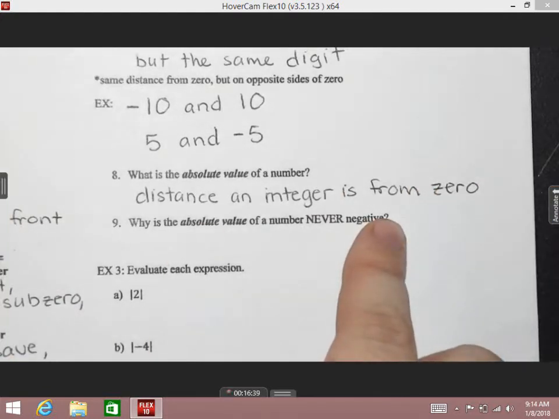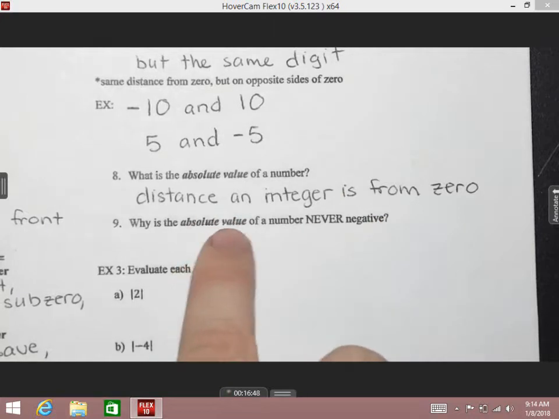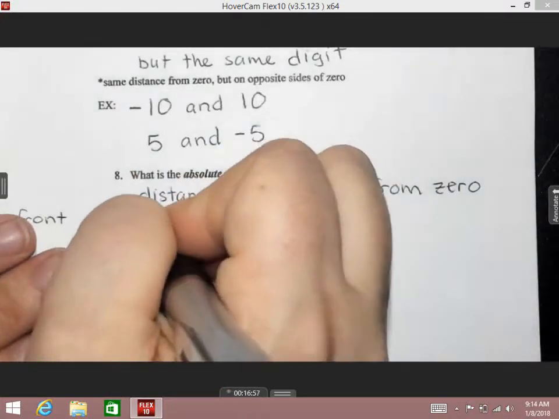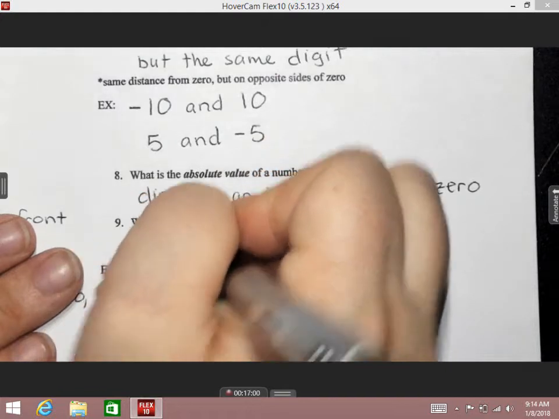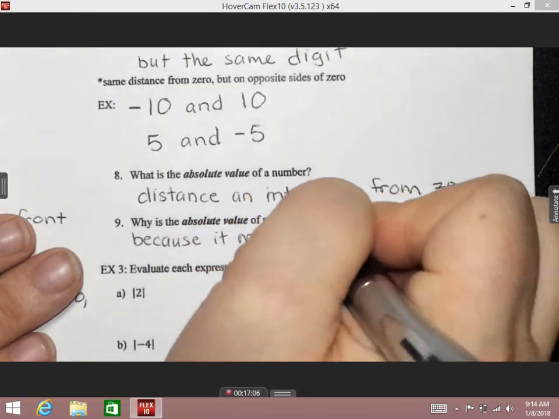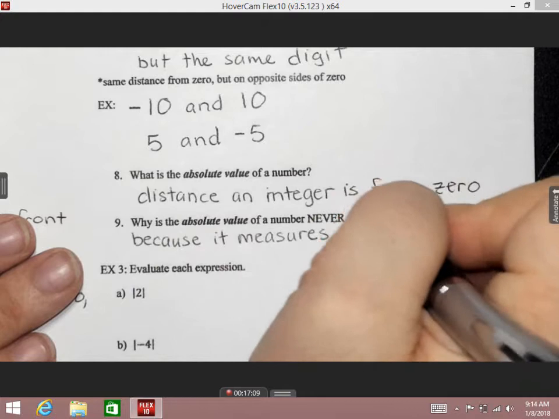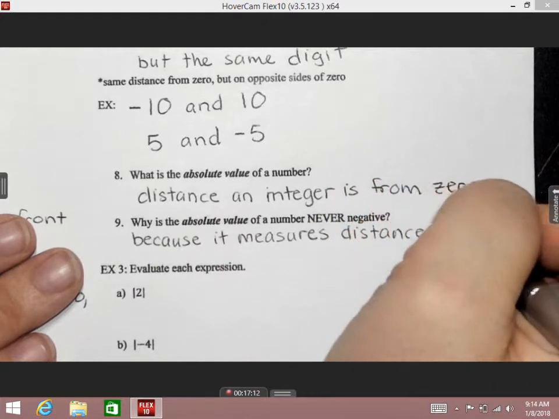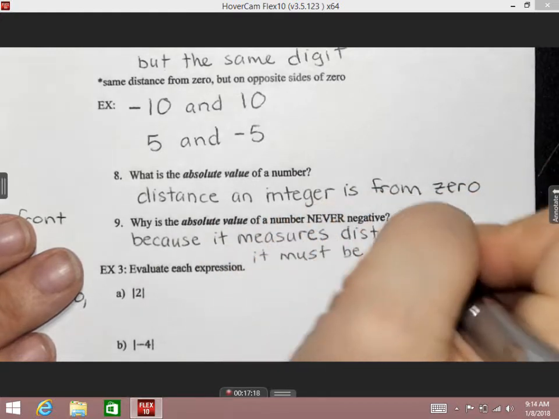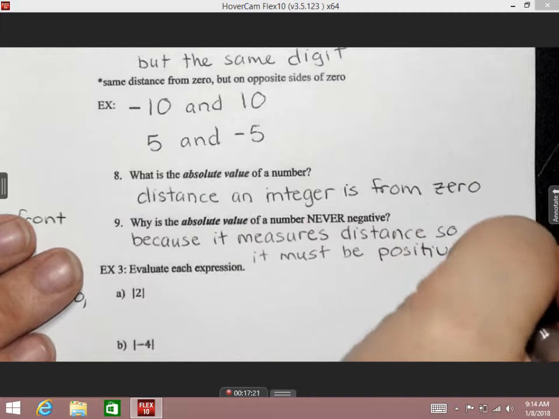All right, the distance an integer is from 0. Now, the next thing that we wrote in that definition that Kimberly read is really important. The next thing she said is distance is always measured in a positive. So why is the absolute value of a number never negative? Because we're measuring distance. Okay, so because it measures distance, so it must be positive. Right? Because we're measuring distance.